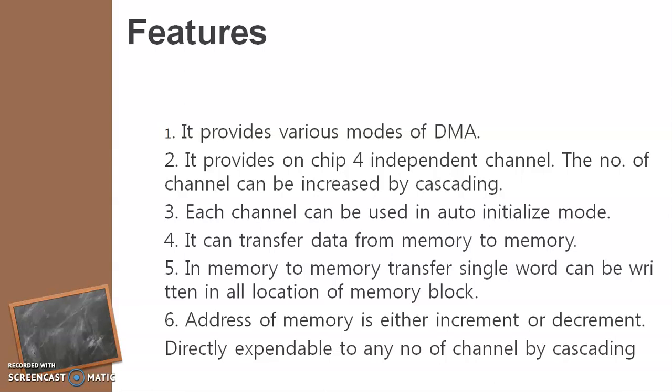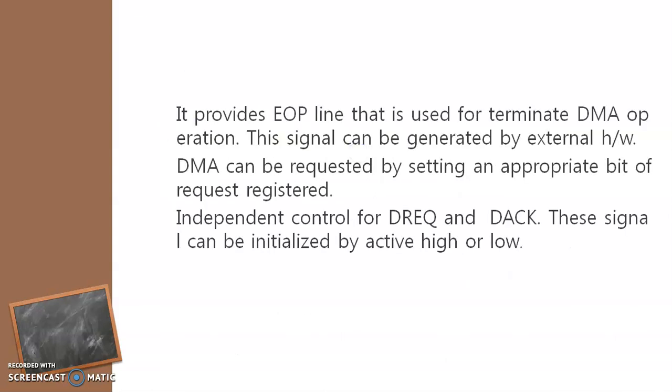Then the address could be either incremented or decremented. That is, from 2000 to 4000, from 2K to 4K, the data could be written, or from 4K to 2K, the data could be written. So the address could be either incremented or decremented. And directly you can expand by going for cascade connections. And after transferring all the data, it sends the end of process signal. Once this signal is generated, it will terminate the DMA operation.